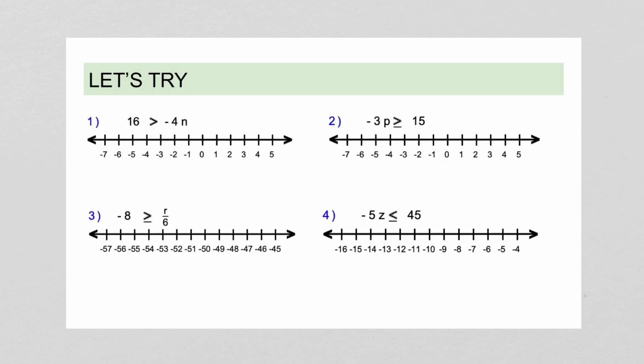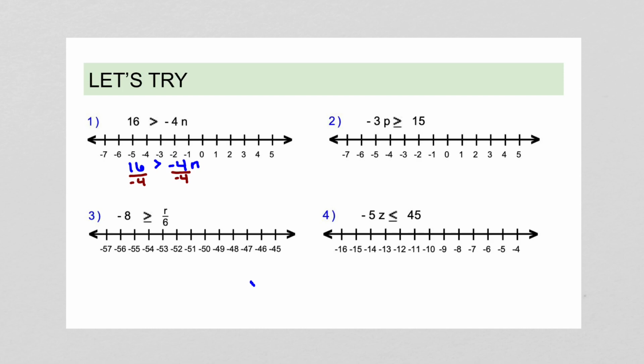So let's see how that looks. Here we've got 16 is greater than negative 4 times n. Well, I see that that negative 4 is attached to n by multiplication. So I want to undo that by dividing both sides by 4. Okay?